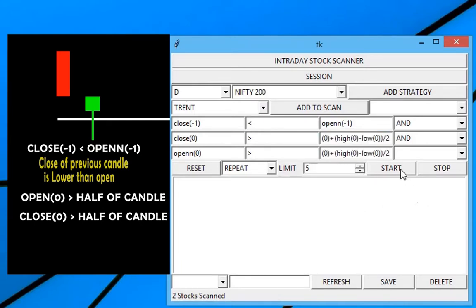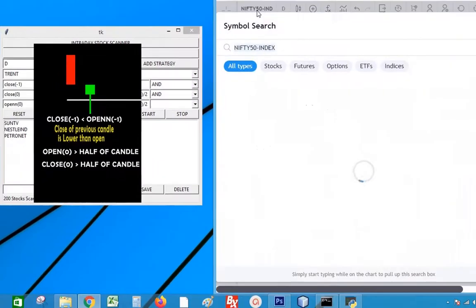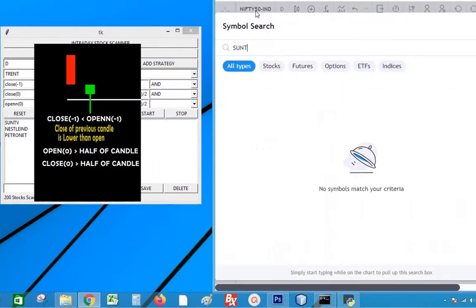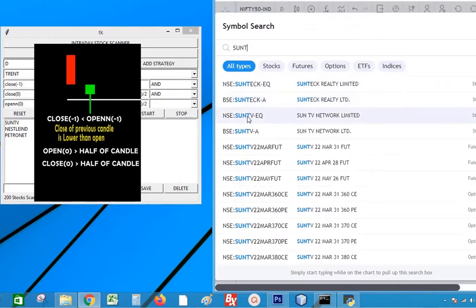Okay, we have added condition. Now let's run the scanner. Okay, we found 3 stocks which are making hammer patterns. Let's check each of them in chart.